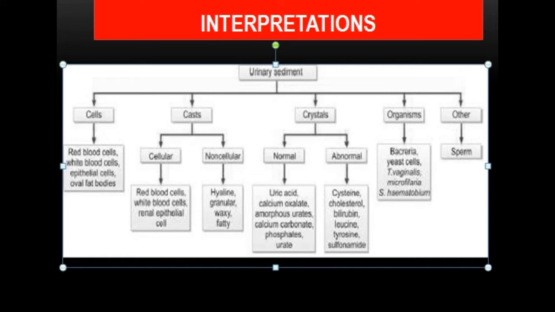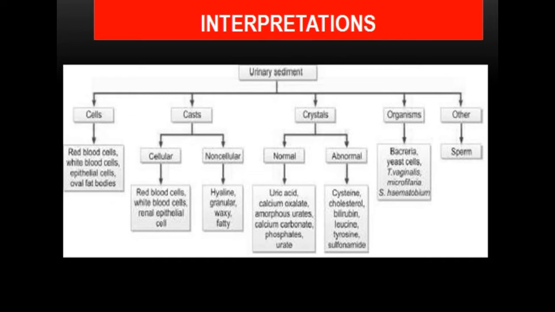Then we have certain crystals which may be normally present, and certain crystals which are abnormally present, for example cysteine, cholesterol, bilirubin, leucine, tyrosine, sulfonamide. These crystals are indicative of pathological disease. Then we have organisms that are present in urine microscopy, that is bacteria, yeast cells, Trichomonas vaginalis, microfilariae, and Schistosoma haematobium. Also, if it is male urine and it is contaminated with semen, then it may contain sperm.